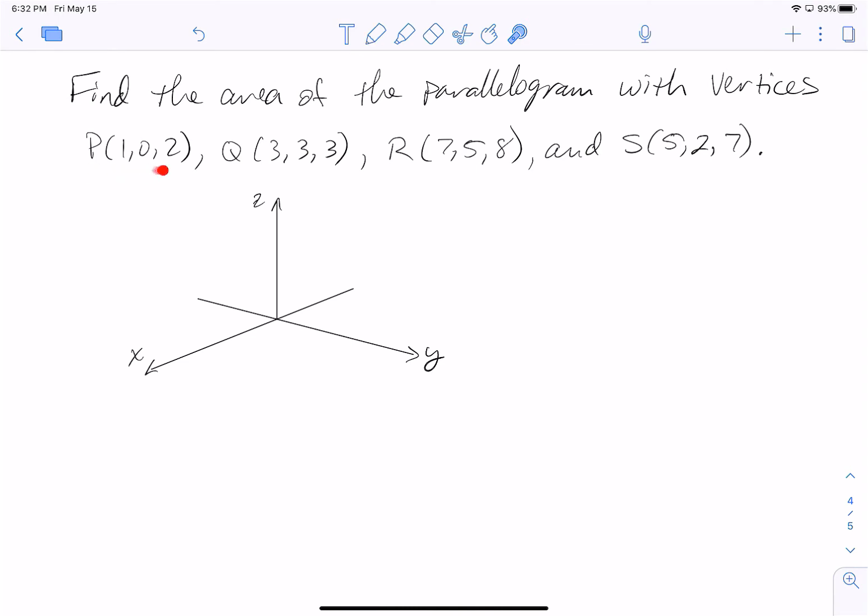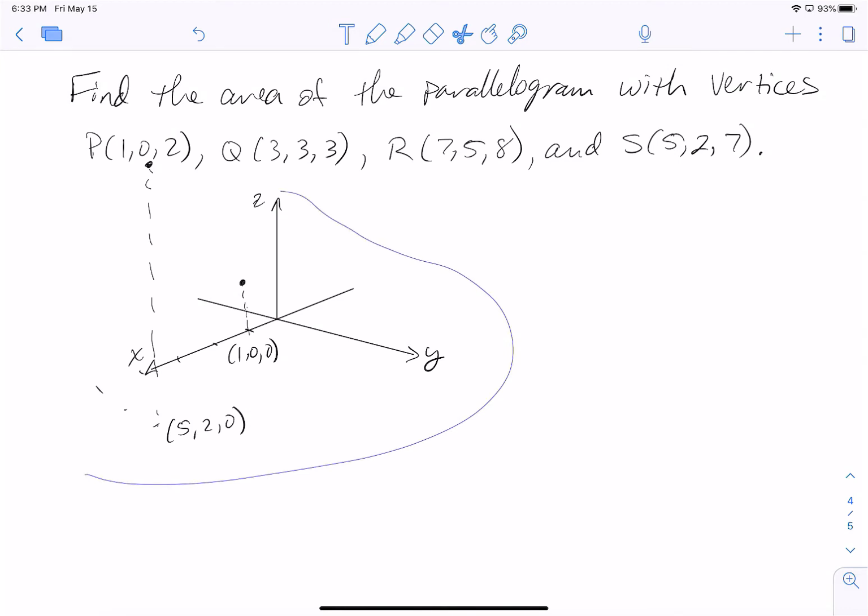P has coordinates (1, 0, 2), which means 1 unit out on the x-axis, 0 units in the y direction, and then 2 units up in the z direction. And so that point would exist here over the point in the plane (1, 0, 0). To plot, for instance, (5, 2, 7), I would go 5 units out on the x-axis, 2 units in the y direction, and then 7 units up in the z direction. And that point would exist above the point (5, 2, 0) in the xy plane.